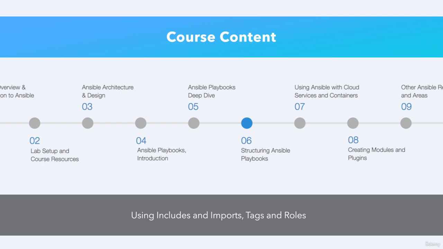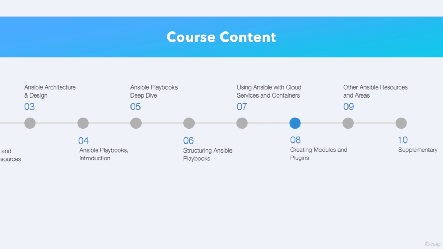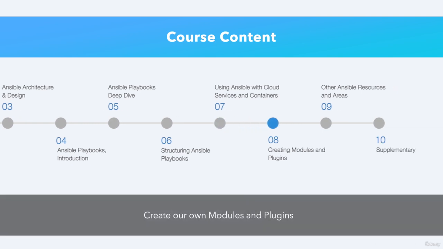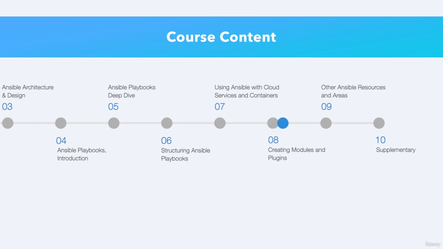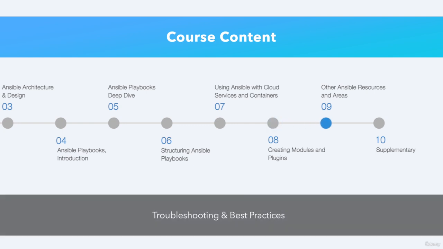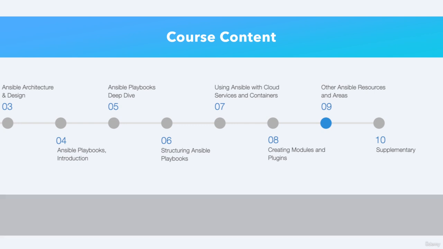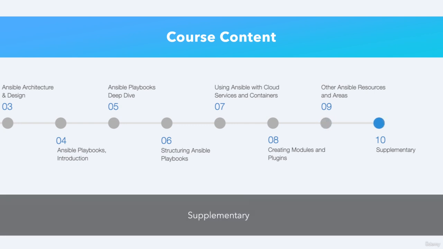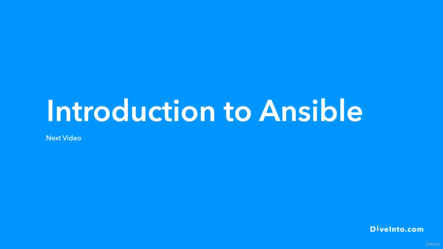In section 6, we'll see how we can structure Ansible playbooks through the use of includes and imports, tags that will allow us to reuse specific entities, and roles where we can break out tasks into reusable components. In section 7, we'll make use of popular areas with Ansible such as AWS and Docker. In section 8, we'll create our own modules and plugins. Section 9 covers other Ansible resources and areas such as troubleshooting. Lastly, section 10 is supplementary and within this are other resources you may find useful. Join me in the next video, Introduction to Ansible.